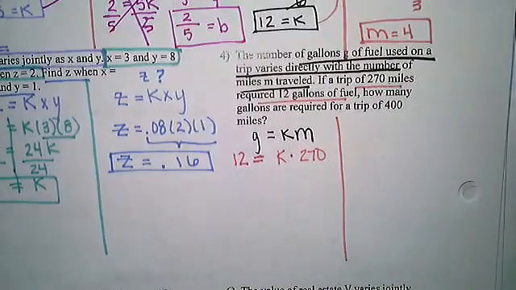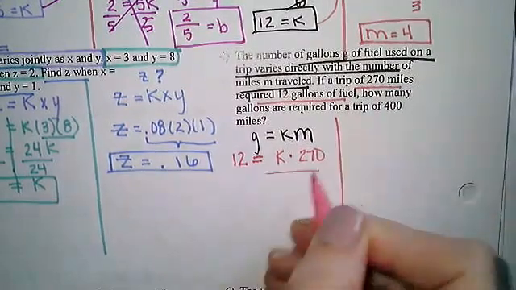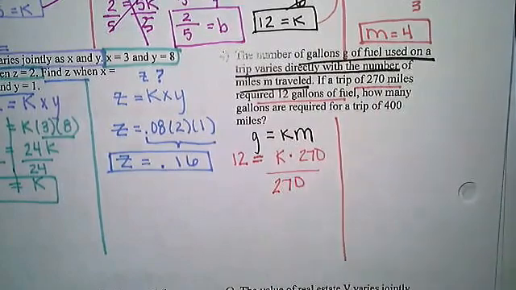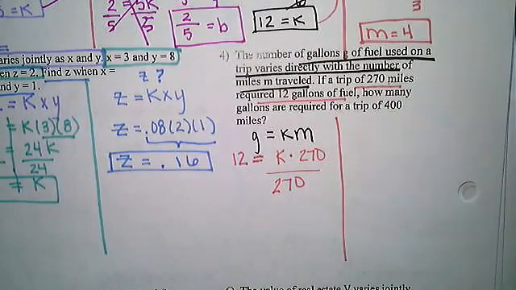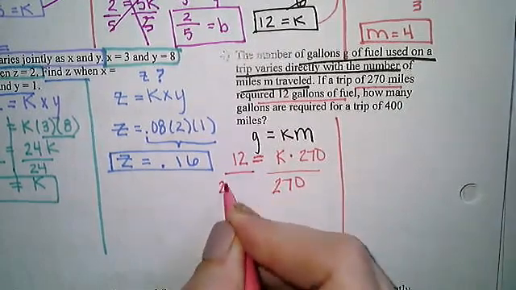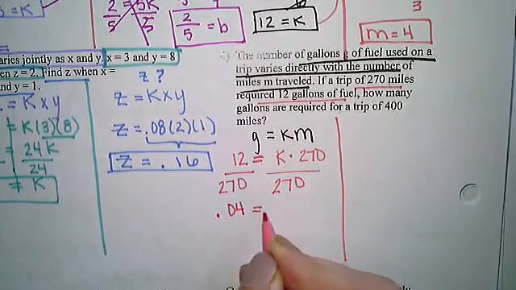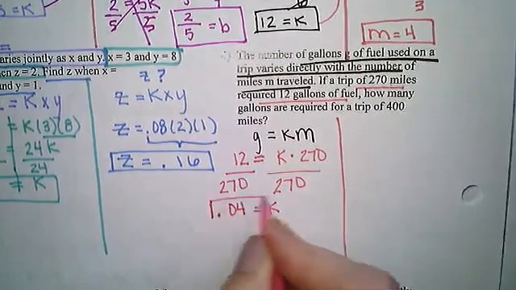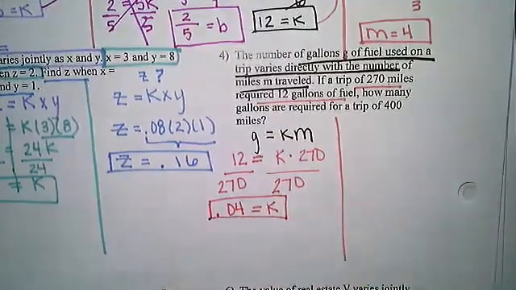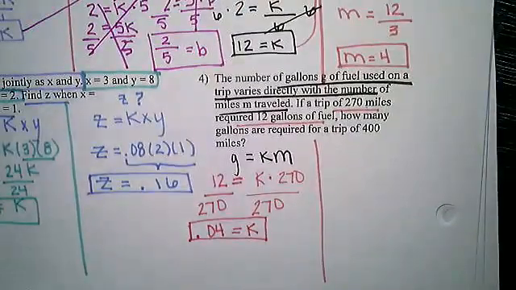This is where a calculator will come in handy. So if we're solving for K, we'll go ahead and divide 12 by 270. And we get 0.044. Or if you want to round it to 0.04, that's fine. As long as you show me your work on how you round, I'm not too picky on that.